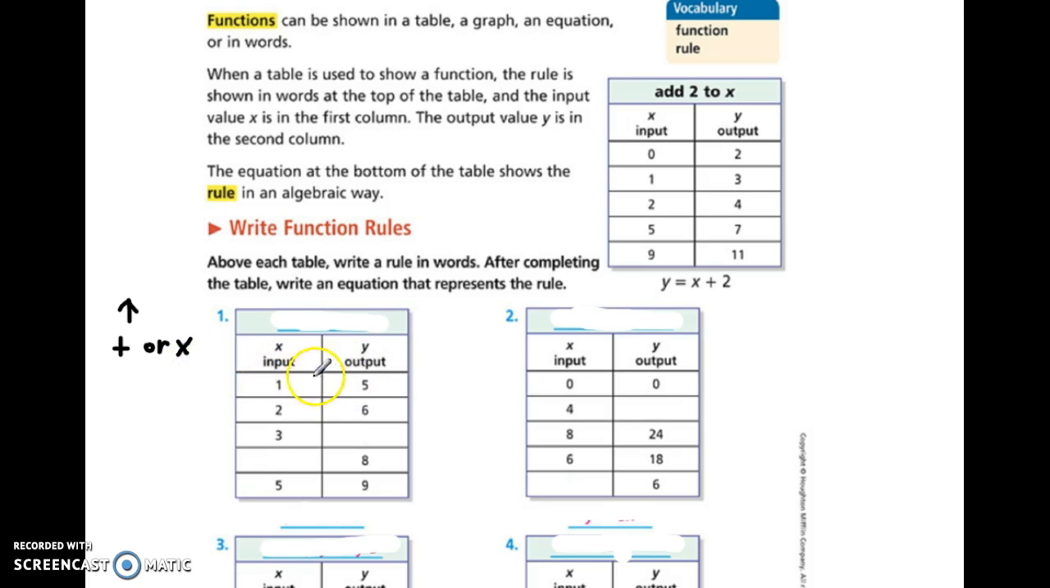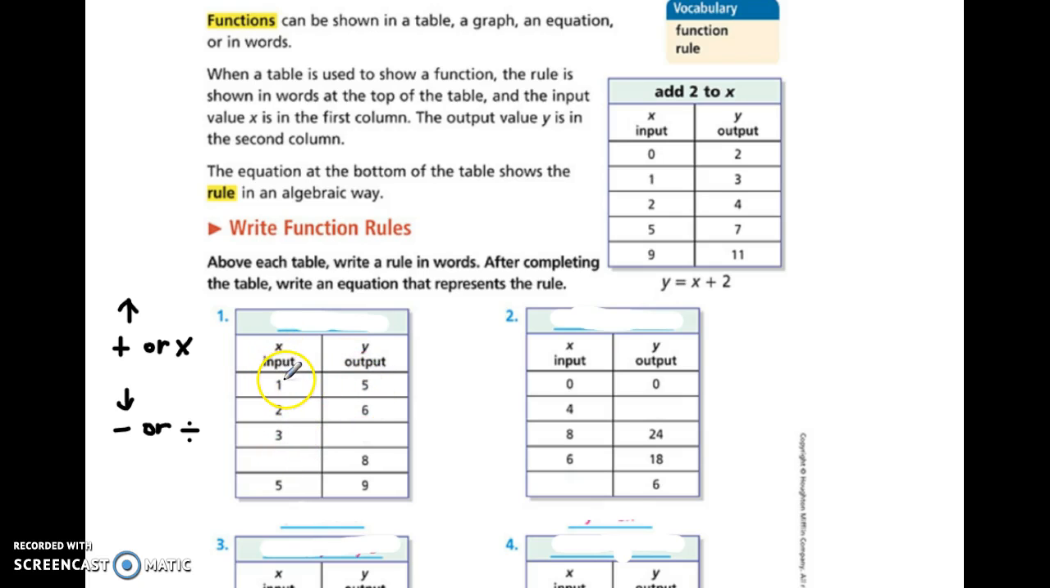Now, if it goes from my input to my output and the number actually goes down, the only way to go down is either to subtract or to divide. This is really important because this helps you figure out right away. You can eliminate two of the choices when you're trying to figure out what the machine is doing to move from the X to the Y.